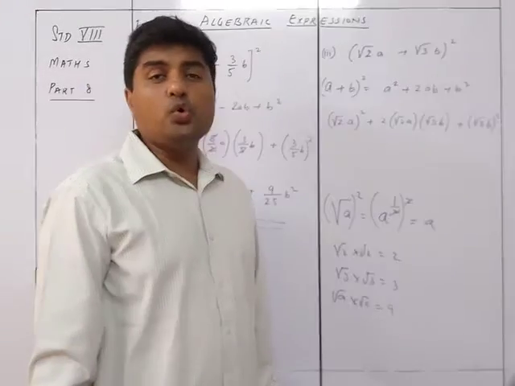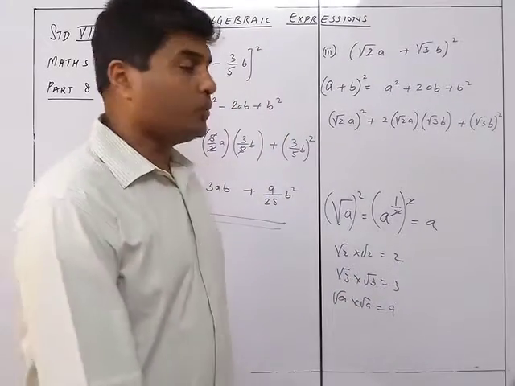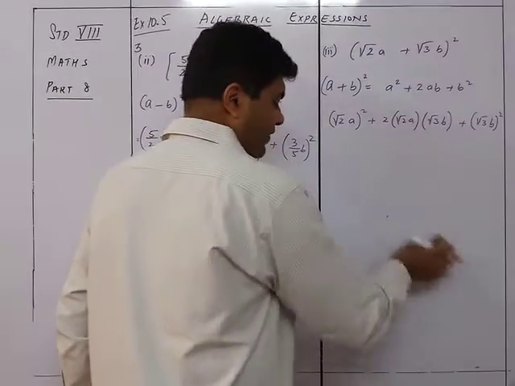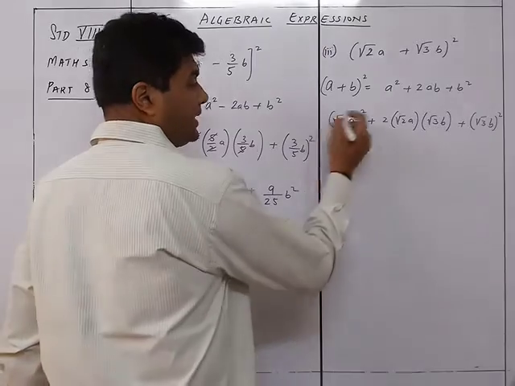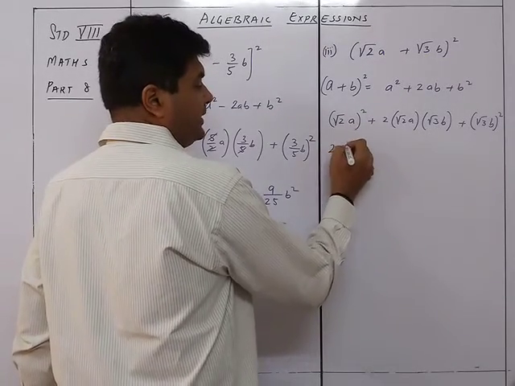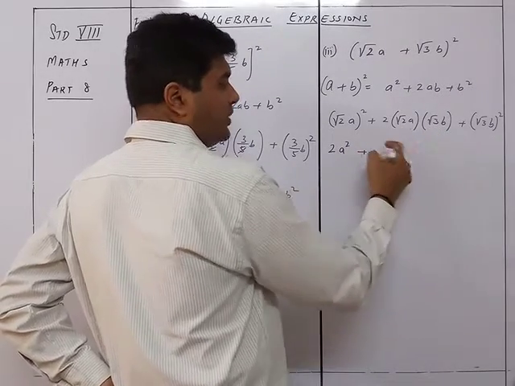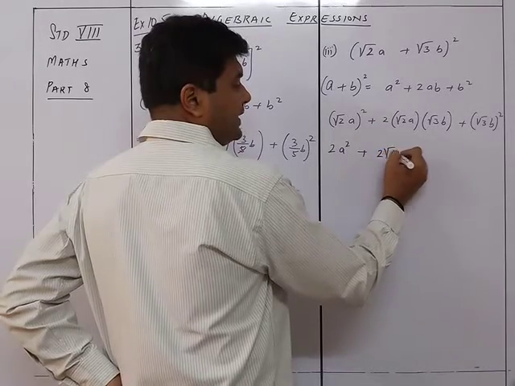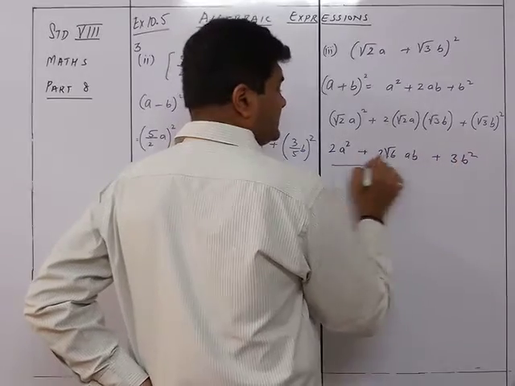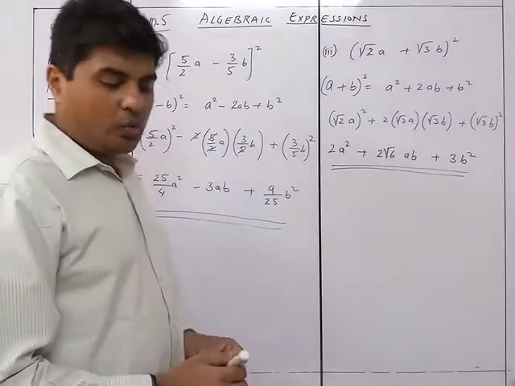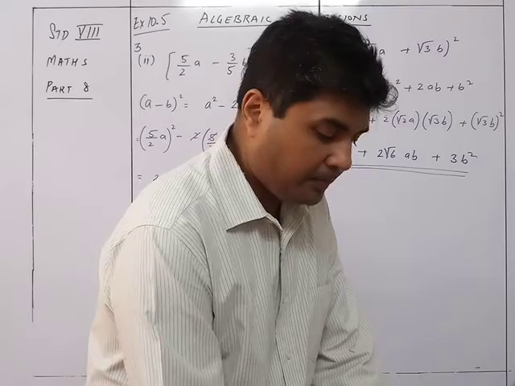Okay, got this thing? The root of any number into the root of the same number is equal to the whole number. So root 2 into root 2 is 2, root 3 into root 3 is 3, root 5 into root 5 is 5. So accordingly over here, (root 2) the whole square will be 2, and a square is a square plus. Now root 2 into root 3 is root 6. So that will be 2 root 6 ab plus root 3 into root 3 is 3 b square. So the answer will be 2a square plus 2 root 6 ab plus 3b square.